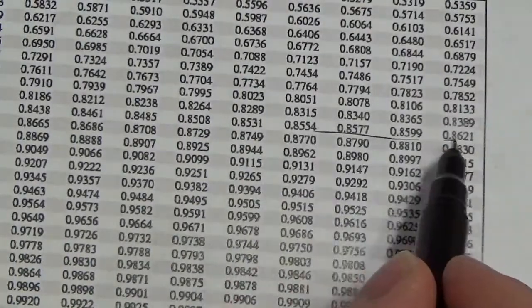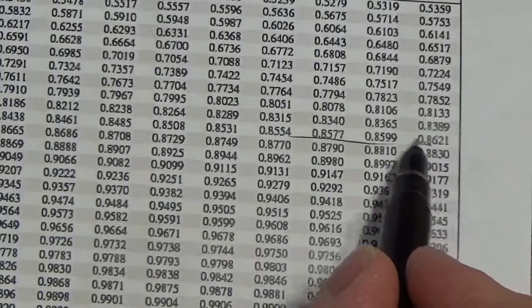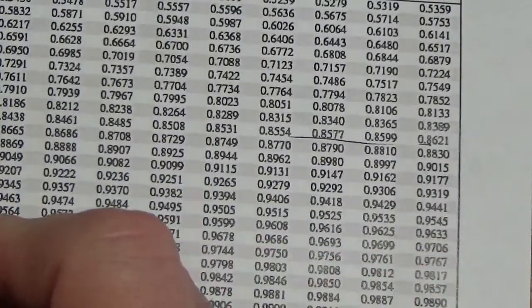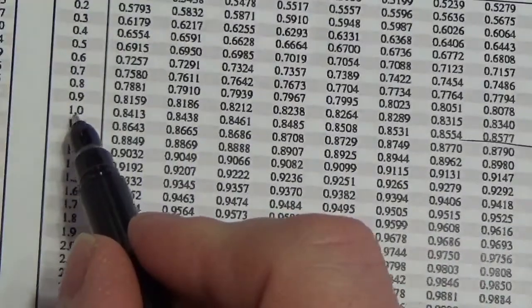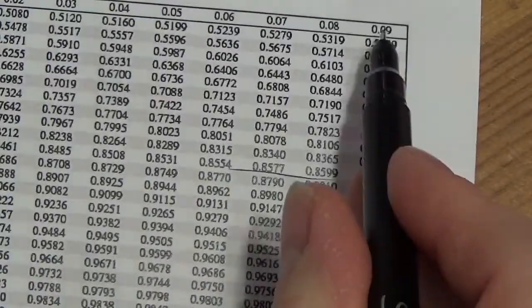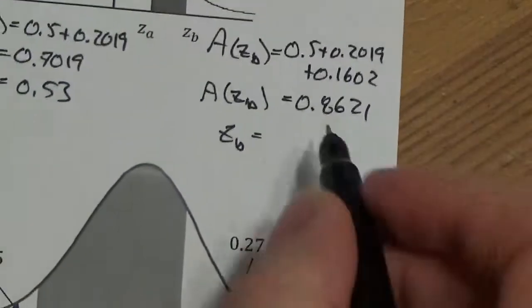Oops, I didn't mean to draw on that. 0.8621. So now I slide along to the left, and I get 1.0. And because it's at the very end, the last decimal is 9, so 1.09.